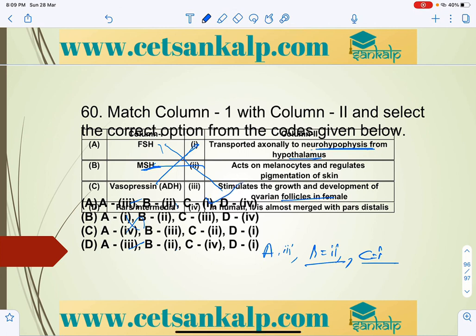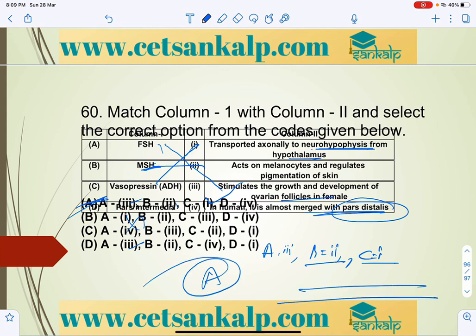Here we can select this. So A is the answer. And pars intermedia in humans almost merges with pars distalis. So the answer is A. So with this we can conclude this chapter.